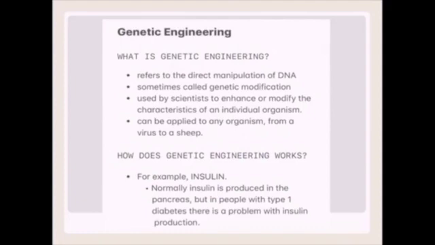To help explain the process of genetic engineering, we have taken the example of insulin, a protein that helps regulate the sugar levels in our blood. Normally, insulin is produced in the pancreas, but in people with type 1 diabetes, there is a problem with insulin production. People with diabetes therefore have to inject insulin to control their blood sugar levels. Genetic engineering has been used to produce a type of insulin, very similar to our own, from yeast and bacteria like E. coli.